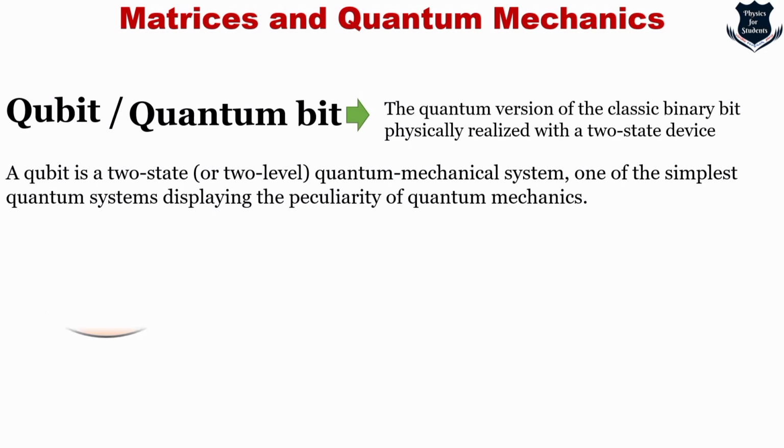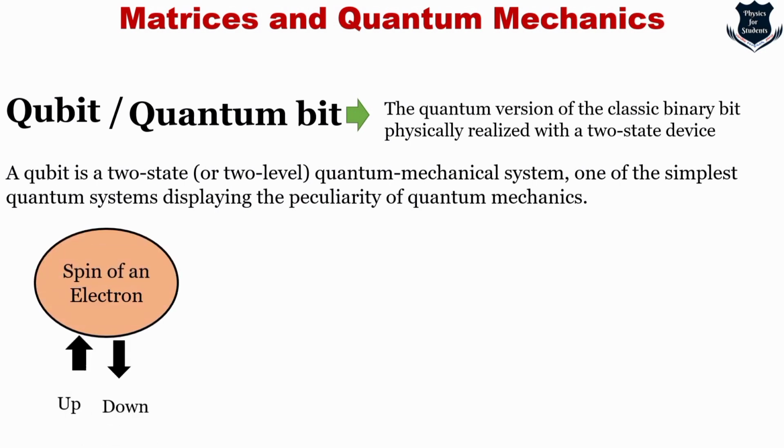Say, for example, the spin of an electron, which has two levels, can be taken as spin up and spin down. But as we know, it is in a superposition, so it is both spin up and spin down. This is one example. I'm coming to the point why I'm telling you these examples. We can also take something like this.